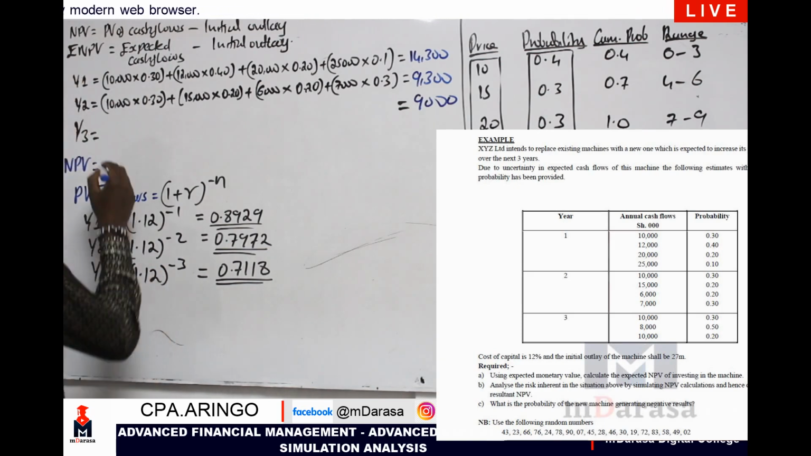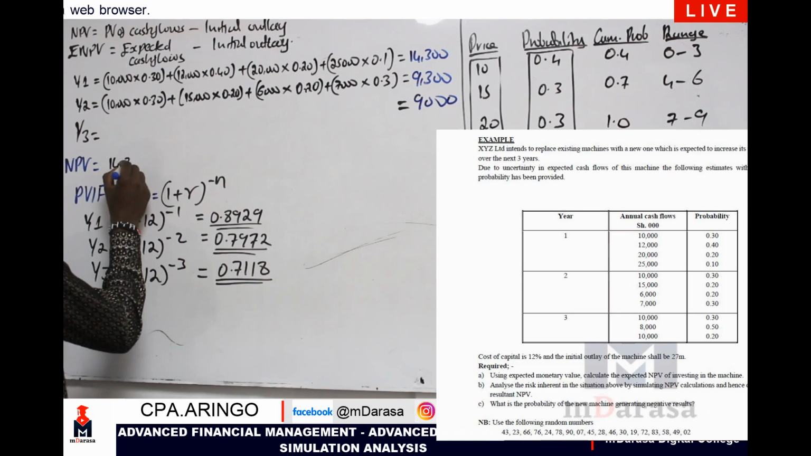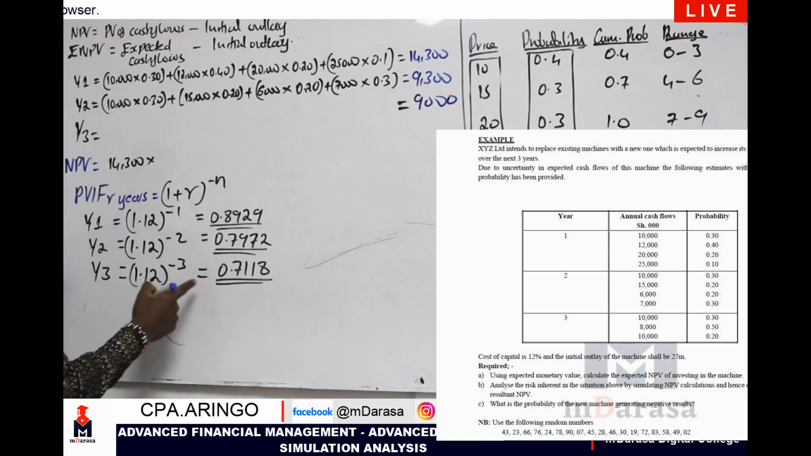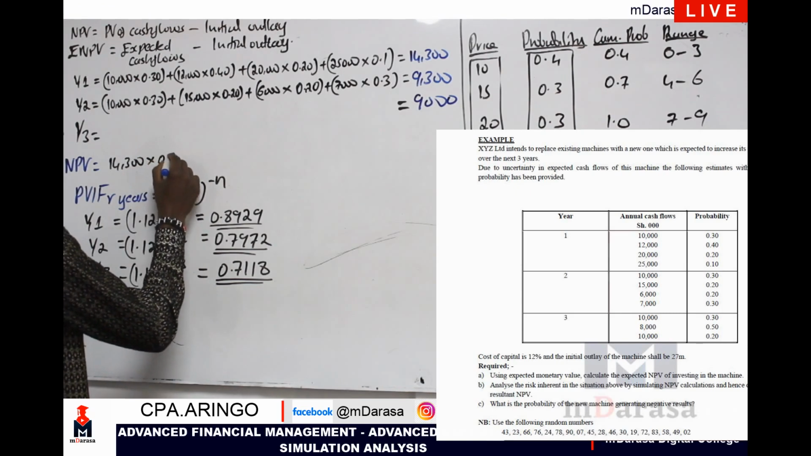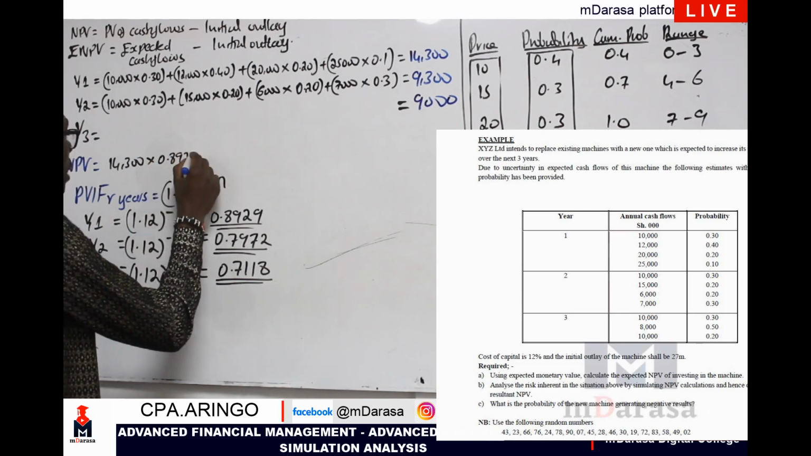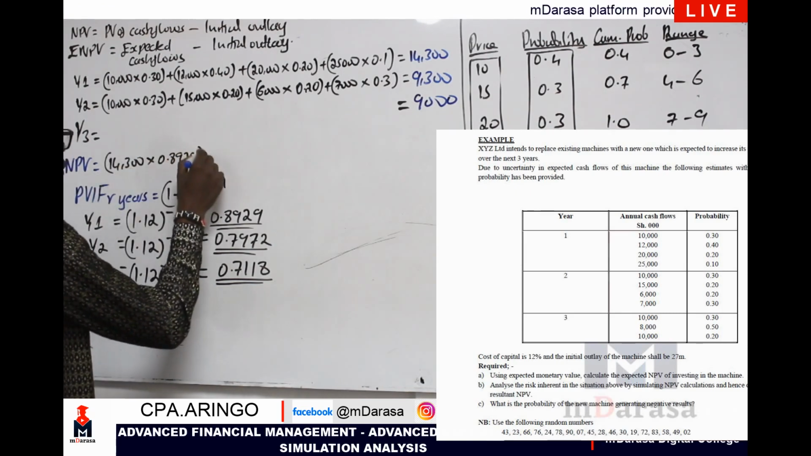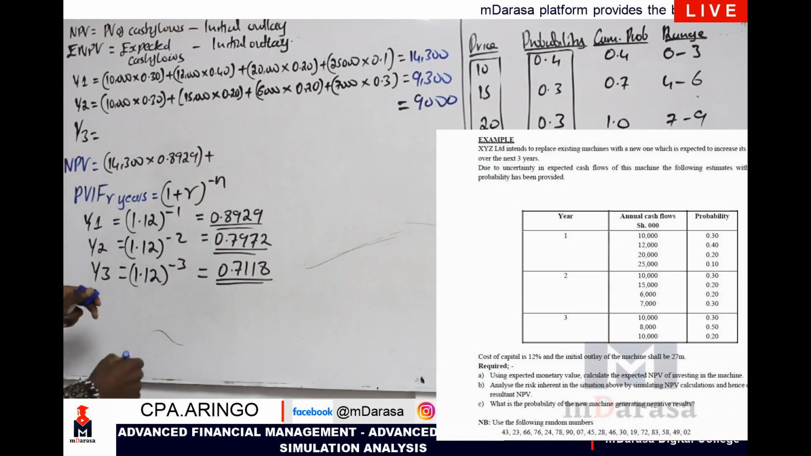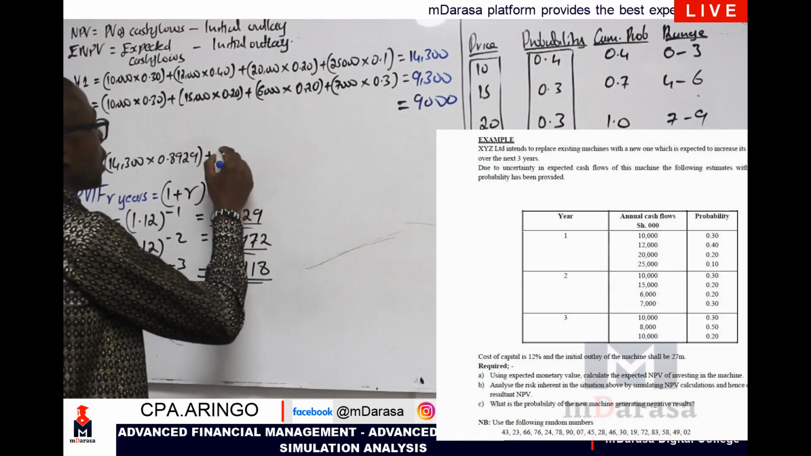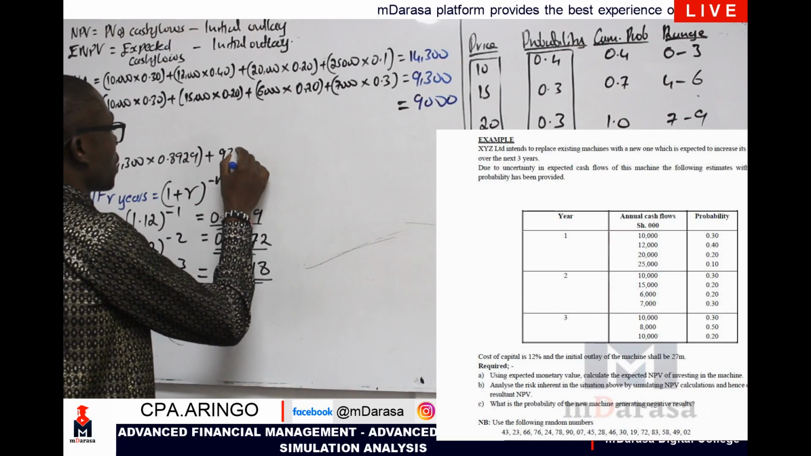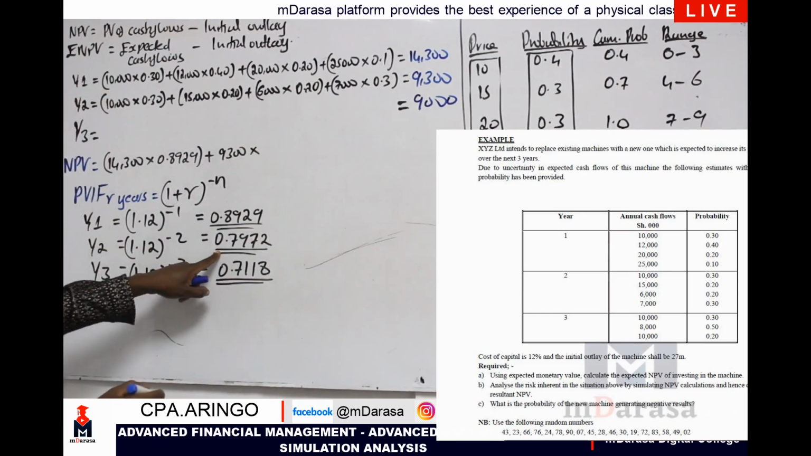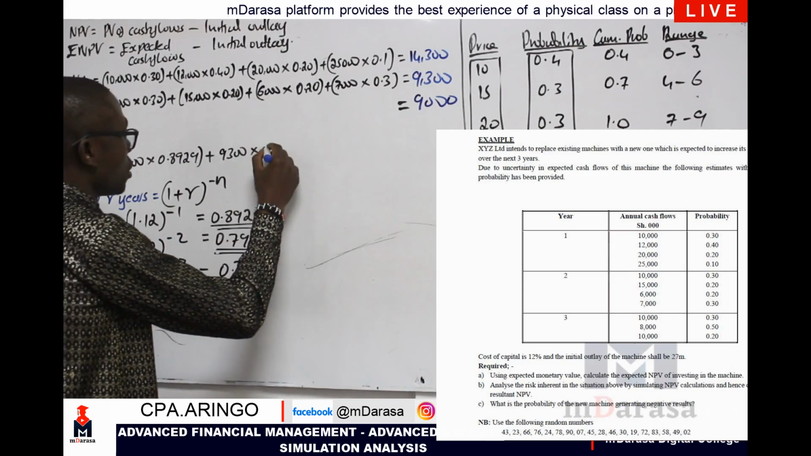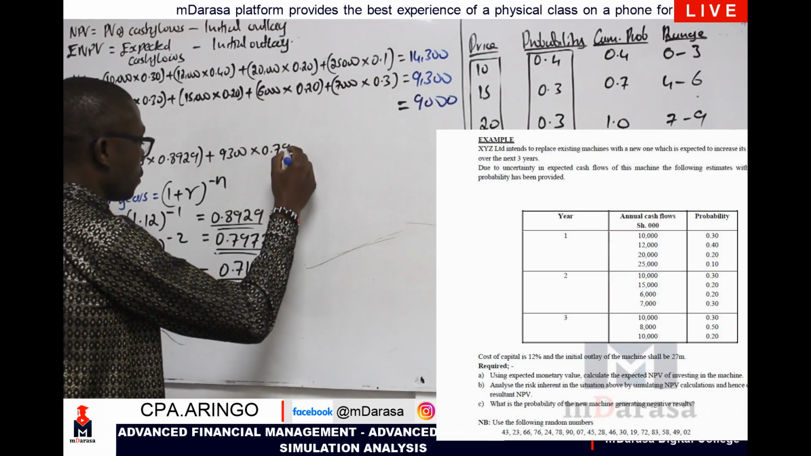Expected cash flow year 1 is 14,300 times present value interest factor year 1, which is 0.8929. We add expected cash flow year 2, 9,300 times the present value interest factor year 2, 0.7972.